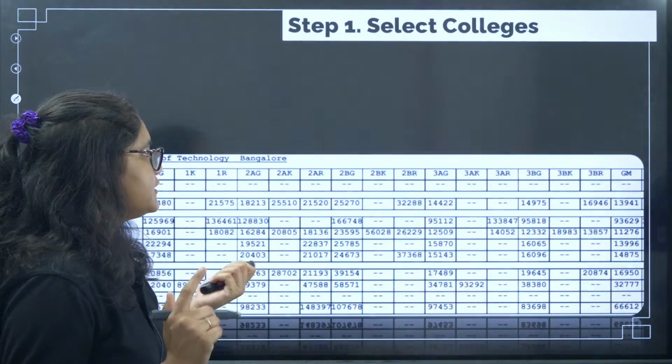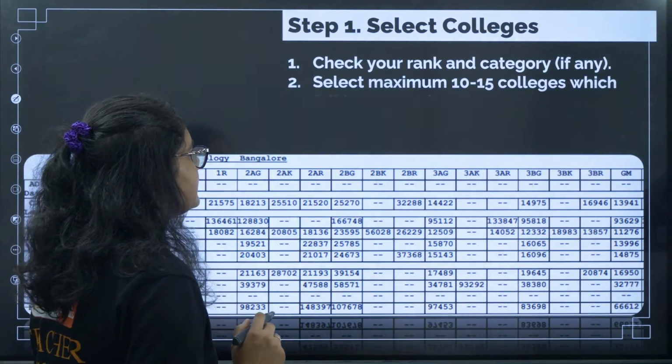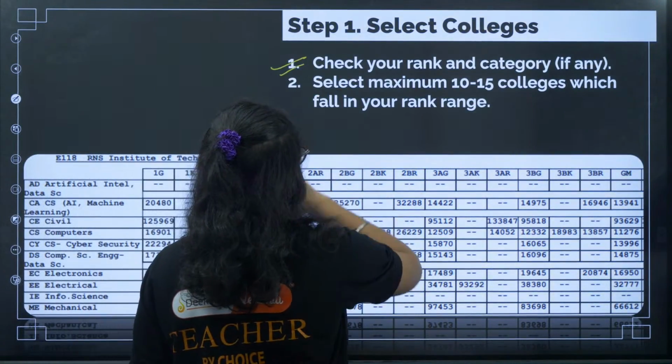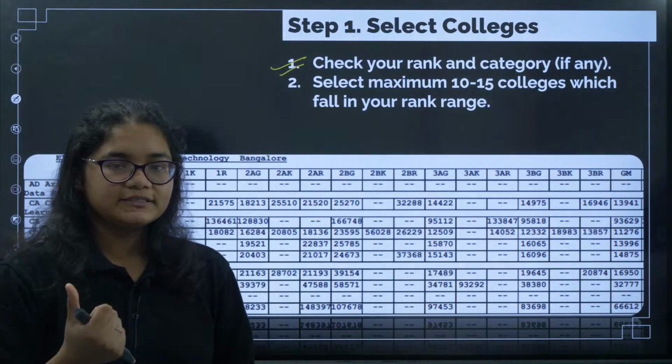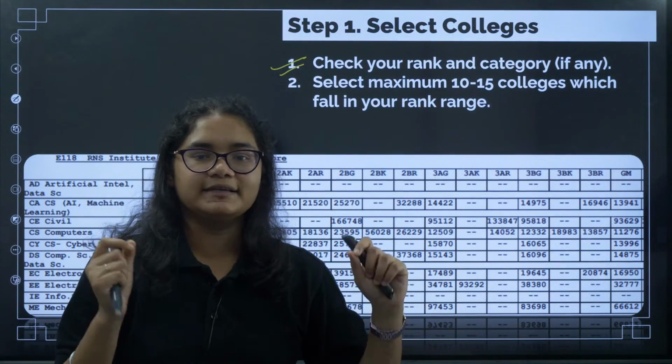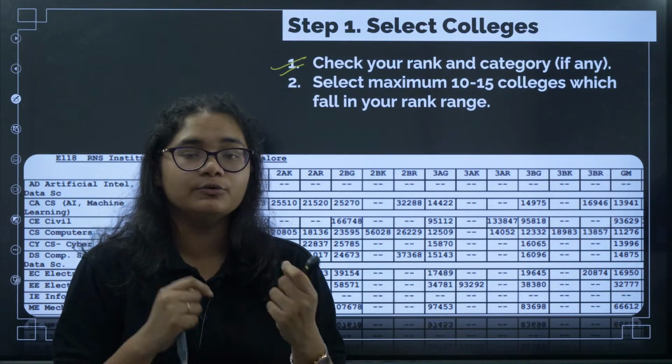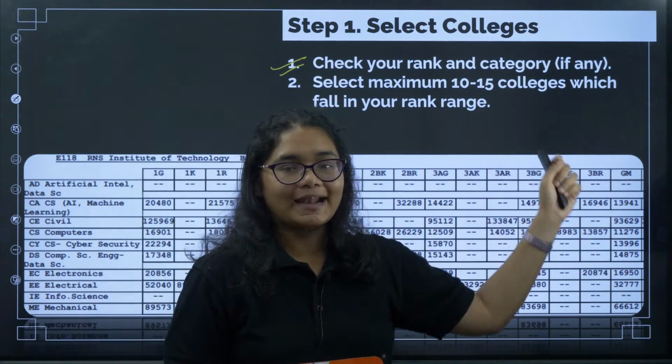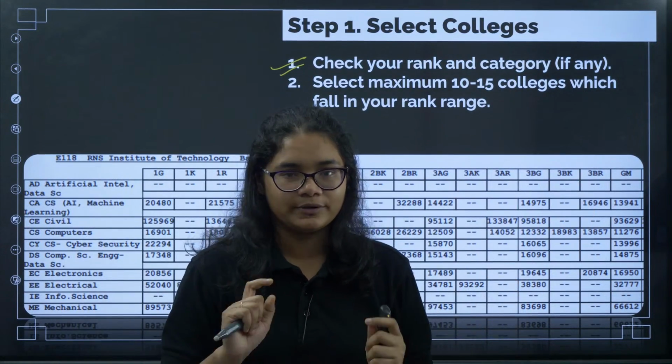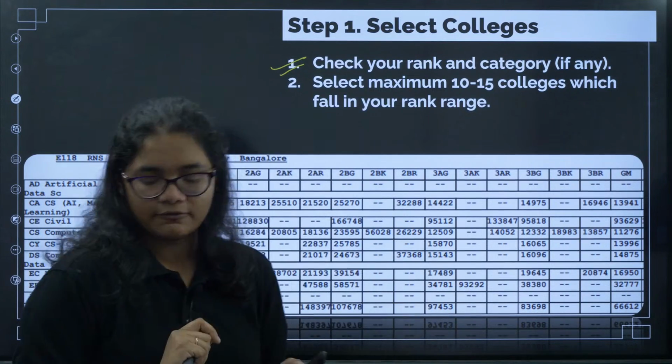The first step here is to check your rank and category, if any. First check what your rank is in the KCET 2024 examination, and whether you belong to any special category or you are a general merit student. That is the first thing you have to understand.